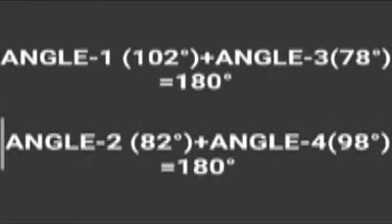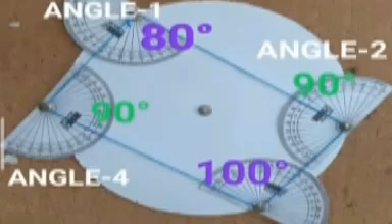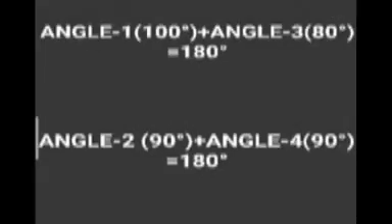Angle 2, 82 degrees, plus angle 4, 98 degrees, equals 180 degrees. Angle 3, 80 degrees, equals 180 degrees. Angle 2, 90 degrees, plus angle 4, 90 degrees, equals 180 degrees.